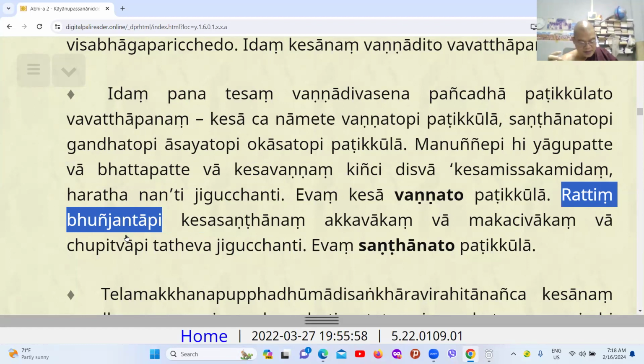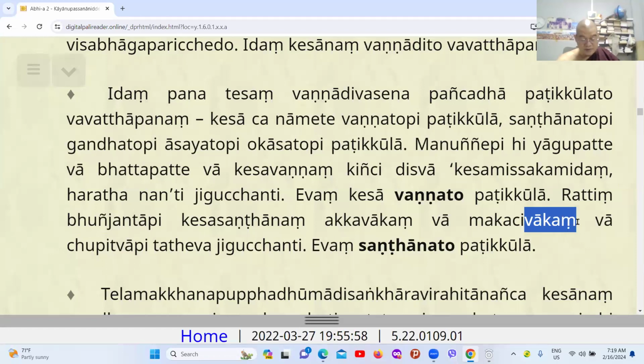Kesa santana aka vaka, makaji vaka. Vaka here refers to the fiber, the string. So the string of the aka, the string of the makaji, the fiber of the aka, the fiber of the makaji, touched where one eats at night.